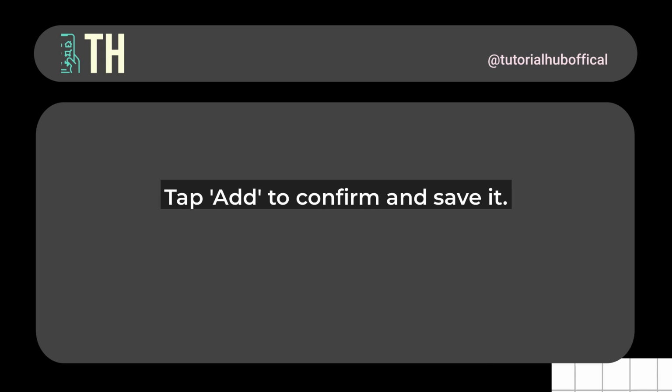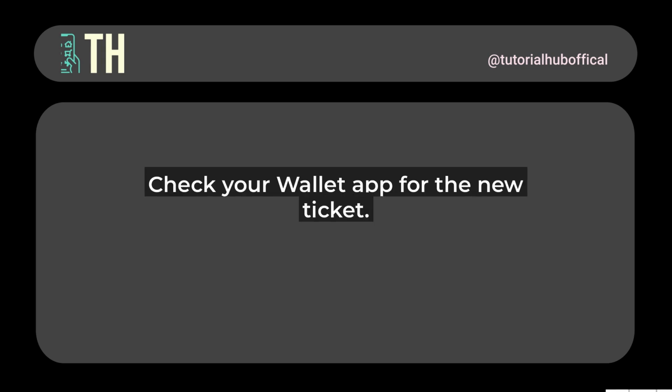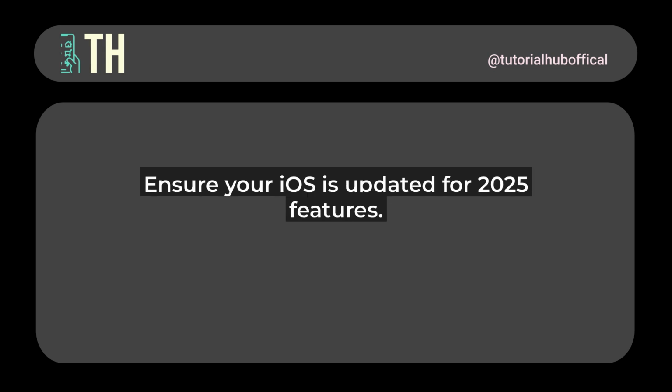One quick tip: if the option doesn't appear, ensure the PDF is in a compatible format. 2025 updates have made this more flexible, but sometimes you might need to update your apps or check for any errors in the file. And just like that, you're all set. Head over to your Wallet app to see your new ticket. It's that simple and will save you so much hassle. If you run into any issues, double-check your iOS settings or reach out to the ticket provider.